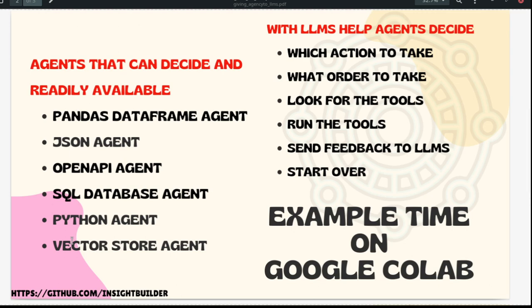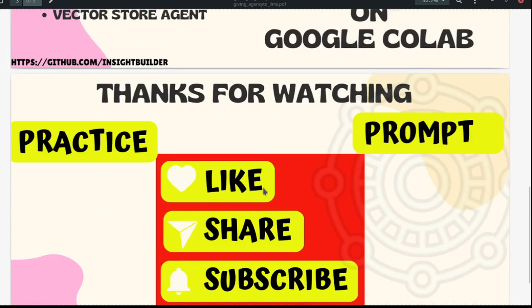Actually, inside Langchain, there are 7 agents, but I have taken only 6 because one agent is kind of a repetition. The CSV agent and Pandas data frame agent are kind of repeating, so that's why I did not include the CSV agent here. I will explain each and every agent right now, how it works. So let us head to the Google Colab.